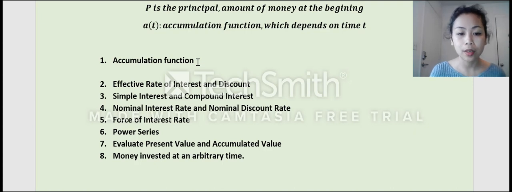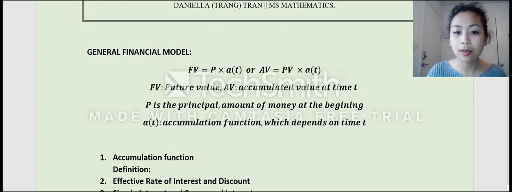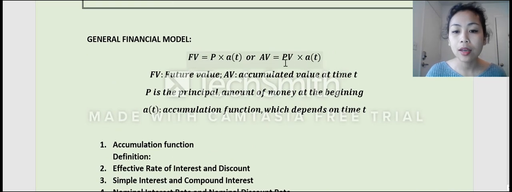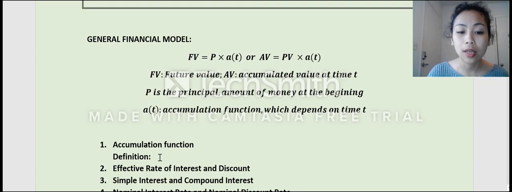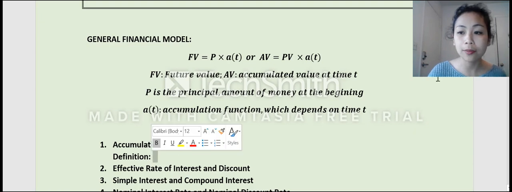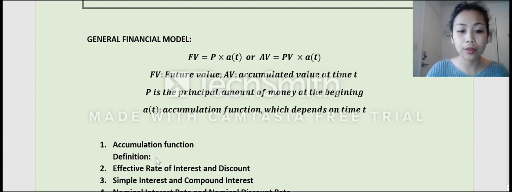So let's start with the first point, the accumulation function. First definition. Let's look at this formula again. AV is PV times A(t). Suppose at the beginning you invest only $1. Then the accumulated value is 1 times A(t), which is exactly A(t). So basically A(t) is a function of t.